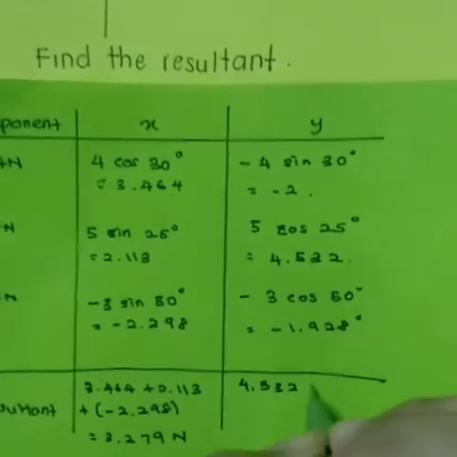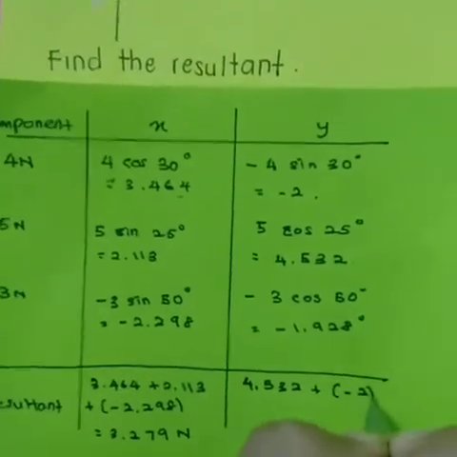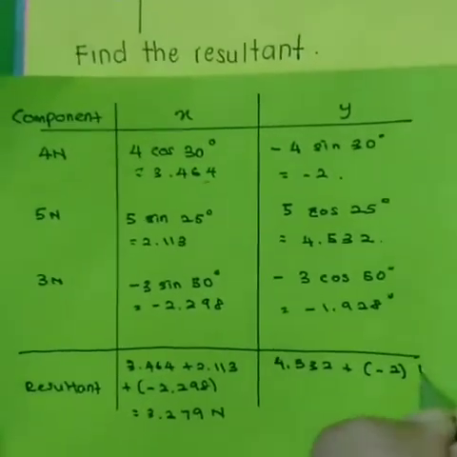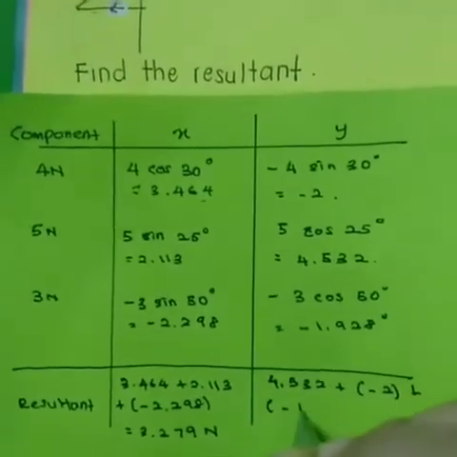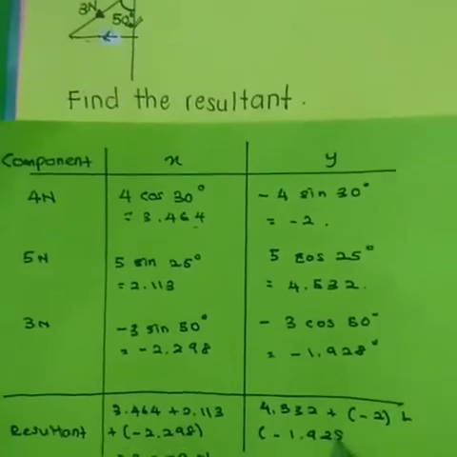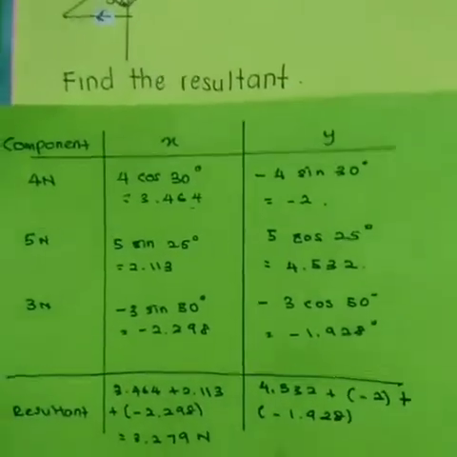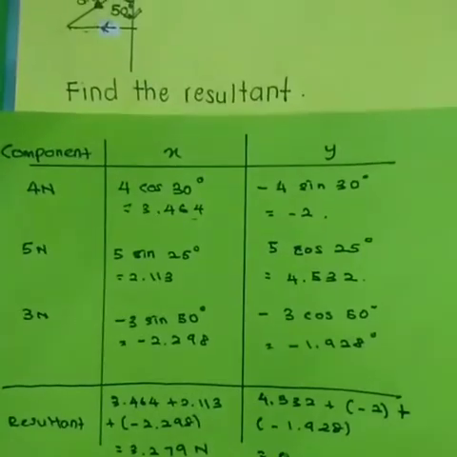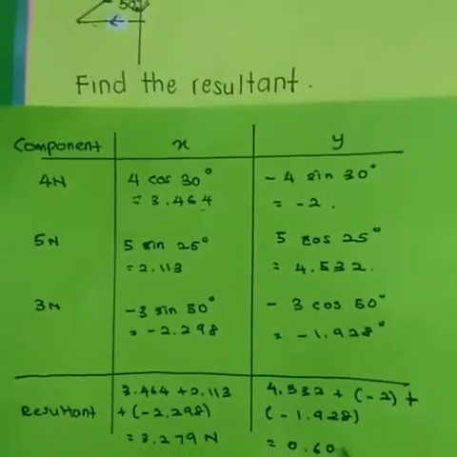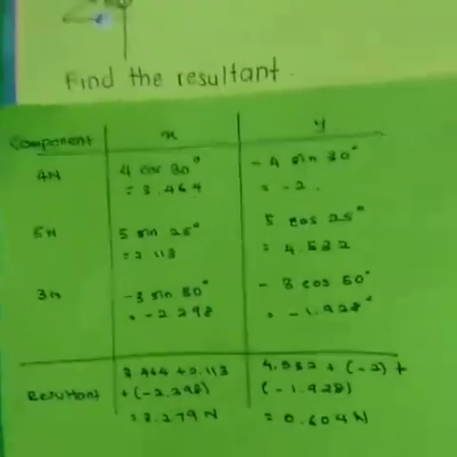4.532 plus -2 plus -1.928. So the answer is 0.604 Newton.